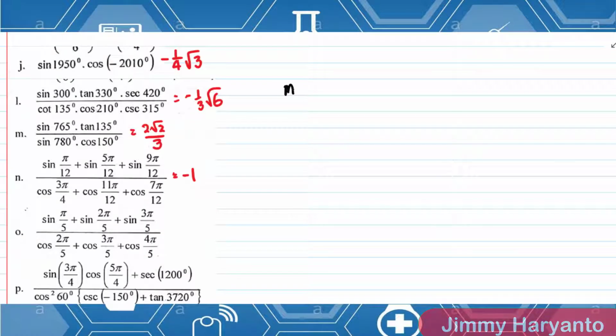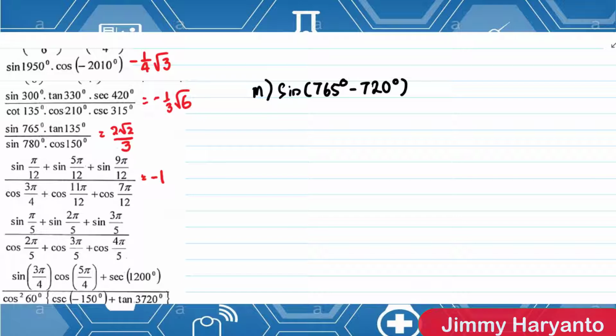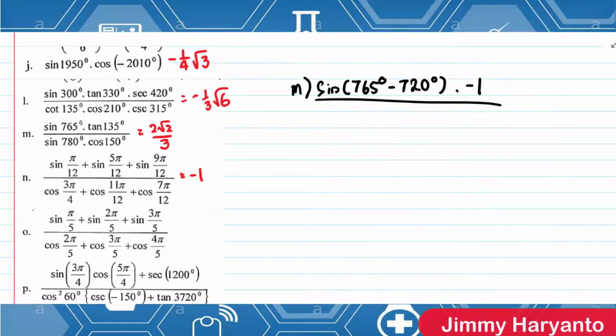Okay, next is M. For M, I have sine 765. We have to make it smaller, minus it with 720, and then tan 135 directly. Tan 135 in quadrant 2 is negative, tan 45 is 1, over sine 780. 780 minus 720, cos negative in quadrant 2, cos 30 is square root of 3 over 2.